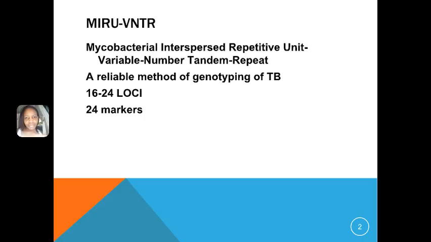There are 16 to 24 loci, a locus being the specific location of a gene, DNA sequence, or position on a chromosome, and with up to 24 markers, which facilitates prompt, reliable identification of situations involving potential outbreak cases, mixed infections, or reinfections.